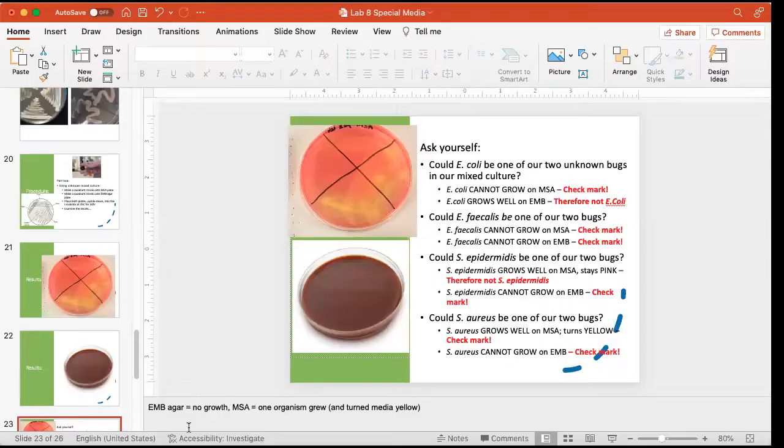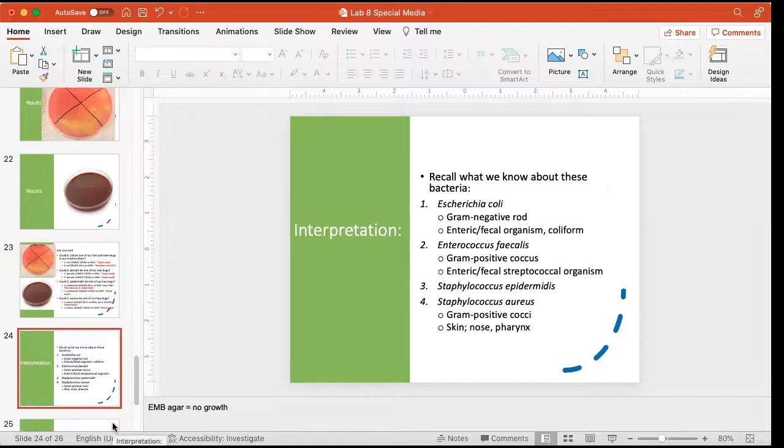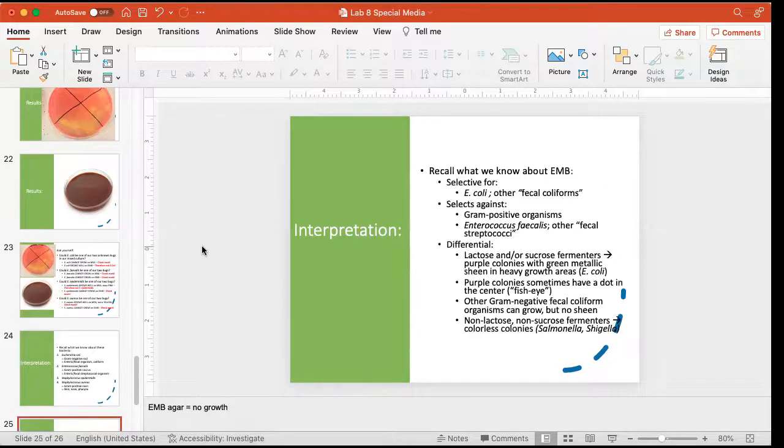So with selective and differential media, sometimes the data that we're getting is negative data. Sometimes the data is no growth. But that's helpful to us because we know what can and can't grow. And it gives us more information, more pieces to the puzzle. Now, our experiment was a little bit artificial only because we knew the possibilities. We knew what four organisms we started with. And we knew some of their traits. We knew which ones were gram negative and which were gram positive. So we had a lot of information to start with. We knew it had to be two of these. And of course, in the lab, you're not always going to have that.